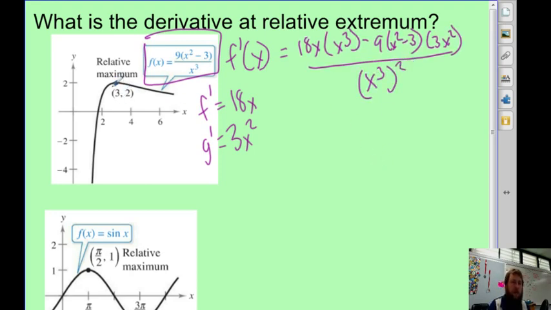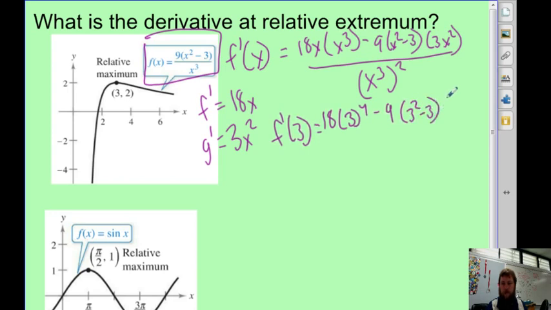At that point, I'm just going to plug in. I want to find f prime of 3. If you plugged in 3, you'd get 18 times 3 to the 4th power minus 9 times 3 squared times 3 squared. That's looking like a mess, huh? All over x cubed squared, which is x to the 6th, so 3 to the 6th power, my bad. And if you evaluated all that and plugged that in, it's going to come out to 0.